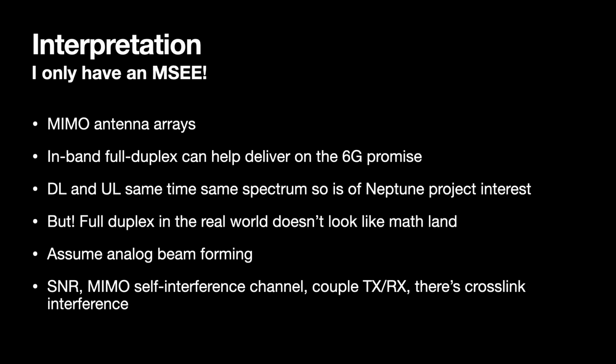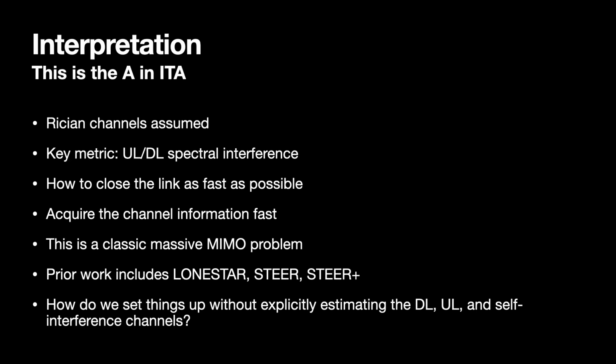And so what do we have to deal with? Well, we have signal to noise ratio. We've got massive input, massive output, self-interference channel. We've got TX and RX coupling together, cross-link interference, and all those types of interference are actually mathematically kind of different. Okay, so here we are at the ITA. We're assuming Ricean channels. That's going to be as close as we can get to real channels. Key metric is uplink, downlink spectral interference.